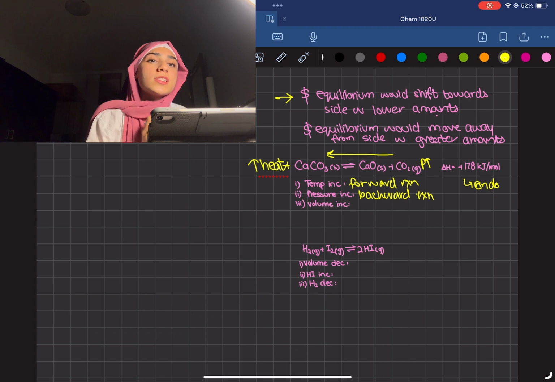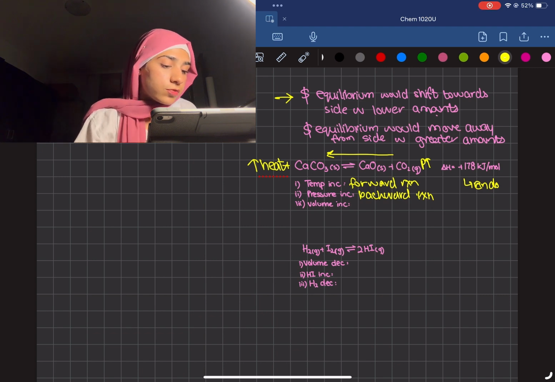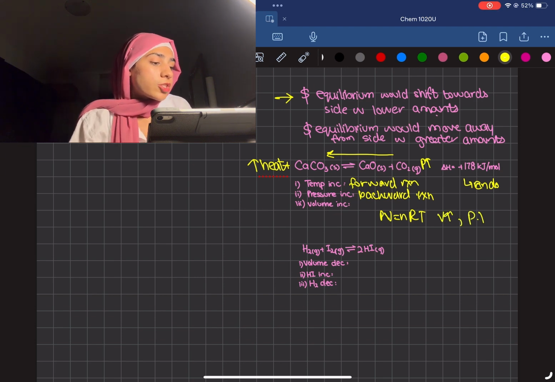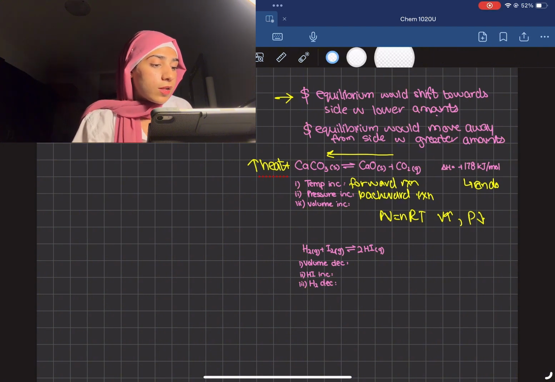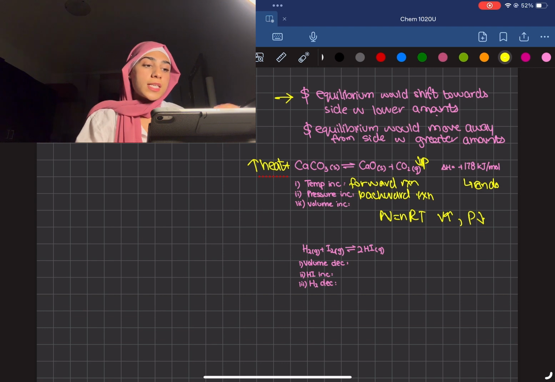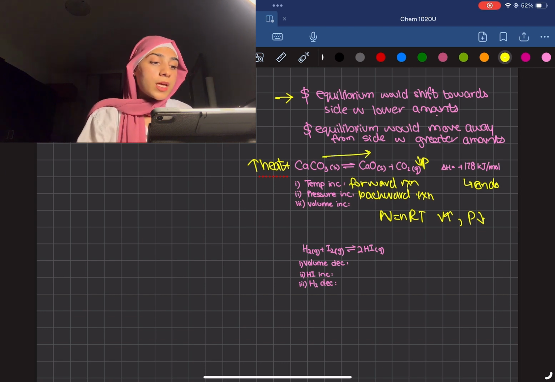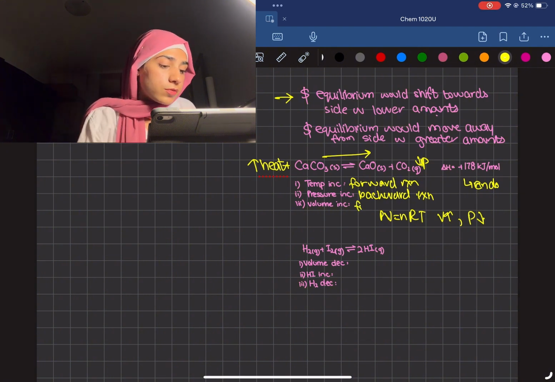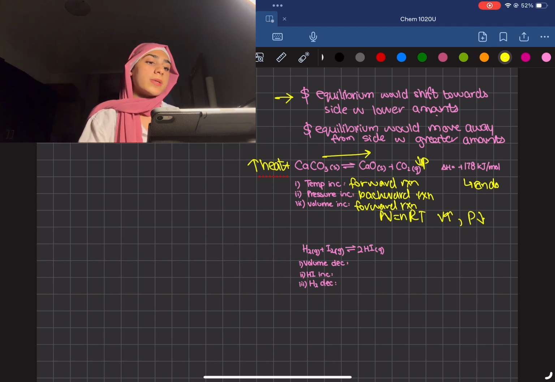Now the next question is increase in volume. Over here I need to follow the formula, which is PV equals nRT. If my volume increases, that means my pressure decreases. So now I have to solve it when pressure is decreasing. What would happen then? If pressure is decreasing, my reaction would move forward to make up for the loss in pressure on my product side. So forward reaction, and equilibrium would be maintained.